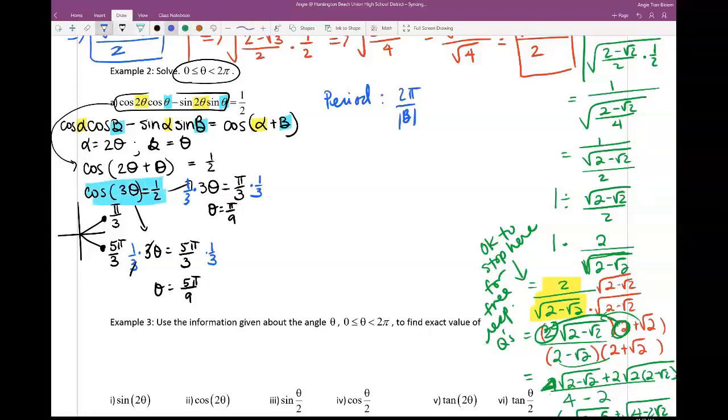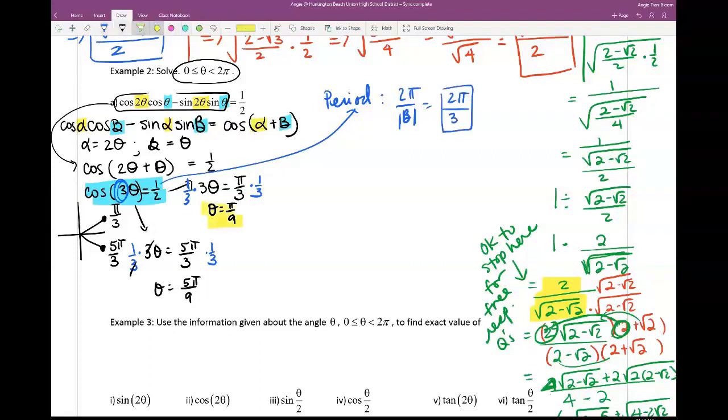So what is the period? Right there, okay. It's 2 pi. Your b value is this 3 right here. So 2 pi divided by the absolute value of 3 is still 3. So the period is 2 pi over 3. Notice how you have two answers already.